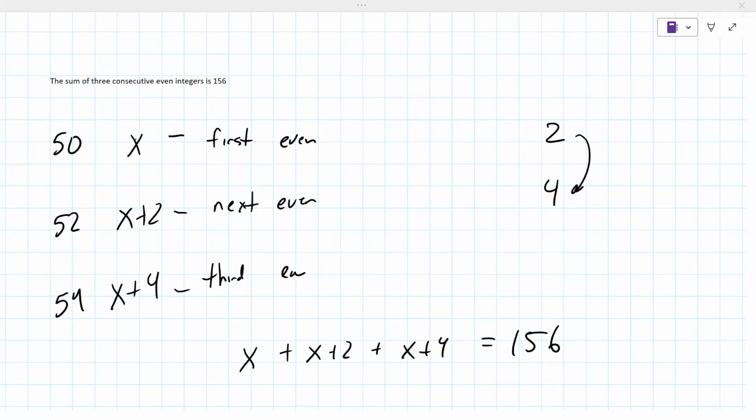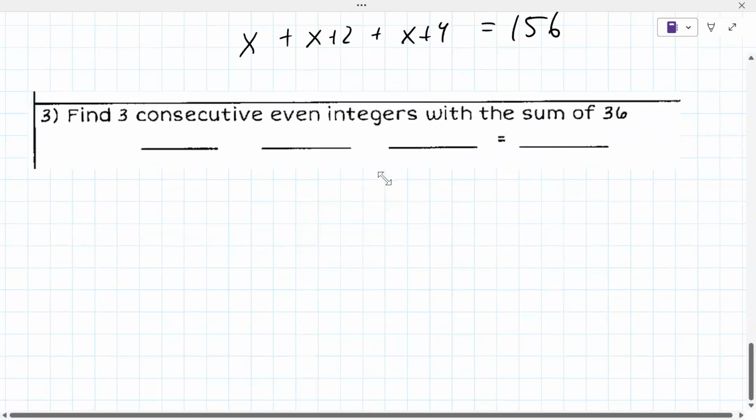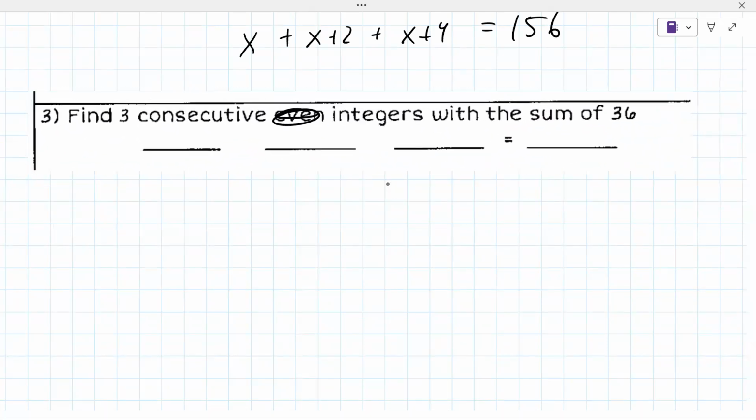All right. So I'm going to grab one of your problems and make a small adjustment to it. So this time we're going to find three consecutive odd integers, and the sum is 39. Odd, okay.